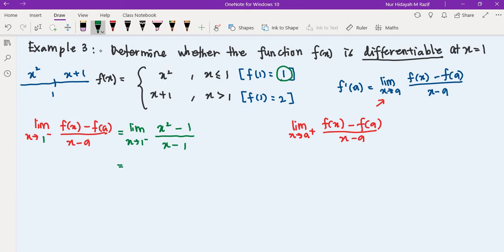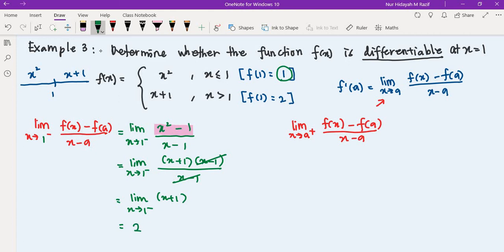Jadi di sini apa yang kita akan dapat, kalau awak tengok tak boleh buat apa-apa. Kalau awak substitute 1 terus, dia akan bagi IDF sebab 0 per 0. So we are going to factorize whatever on the numerator dan saya akan dapat di situ limit of x tambah 1 darab x tolak 1 dibahagikan dengan x tolak 1 apabila x menghampiri 1 dari kiri. And we can cancel out x minus 1. So that leaves me with the limit of x plus 1 as x approaches 1 from the left. Jadi saya akan dapat jawapan di sini adalah 2.